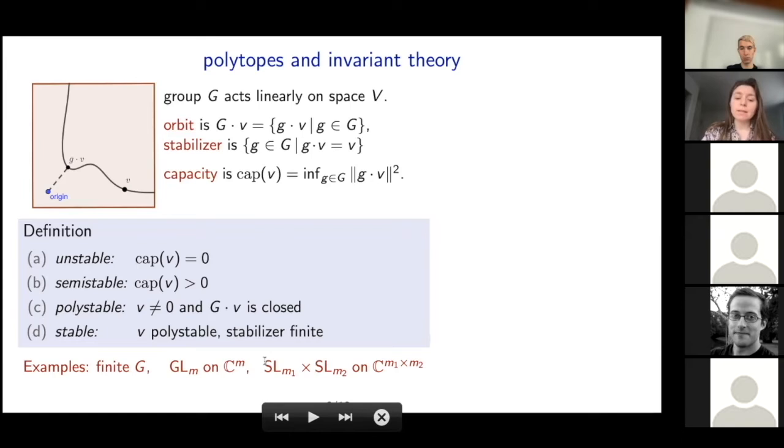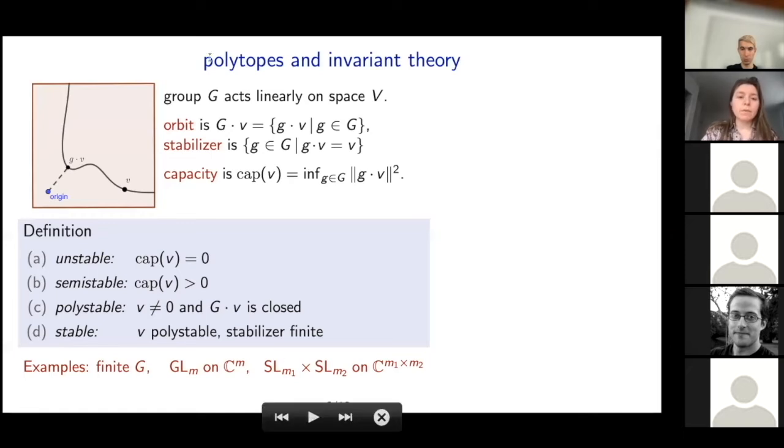We can consider the action of SL_m1 times SL_m2 on the space of rectangular matrices, m1 by m2 matrices, by left-right multiplication. So certain matrices will be unstable, certain will be semi-stable, and so on.